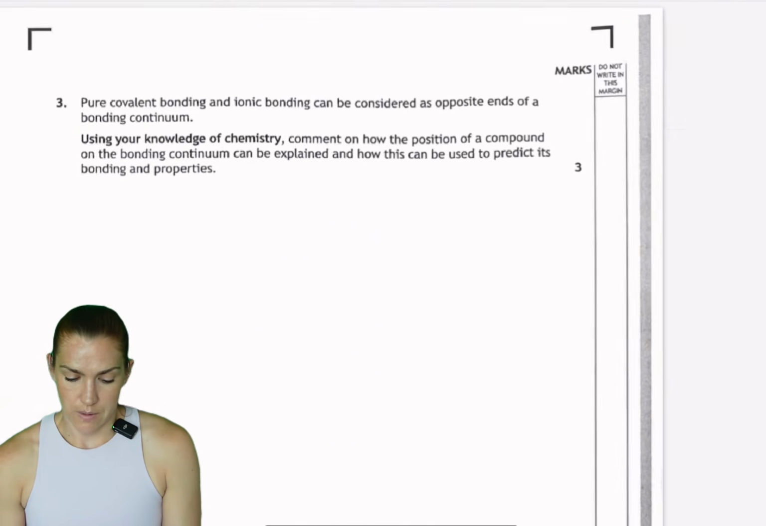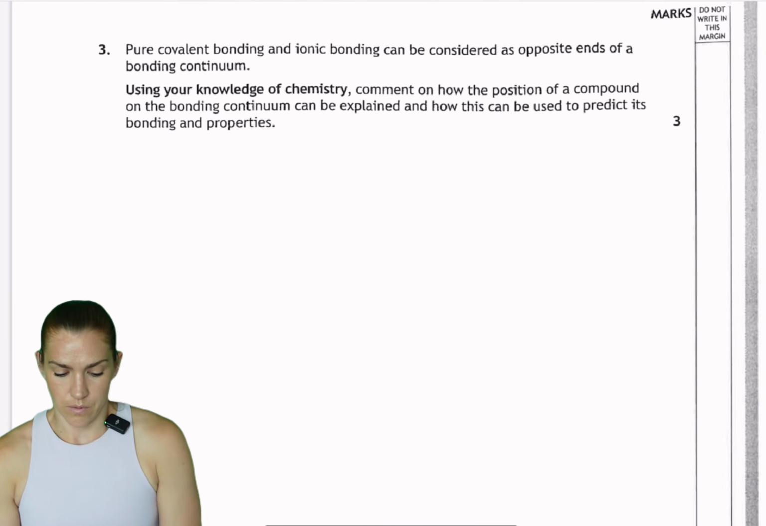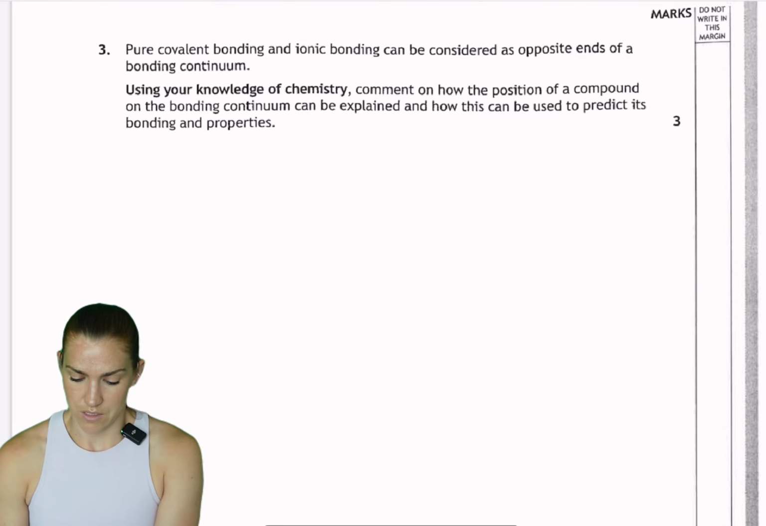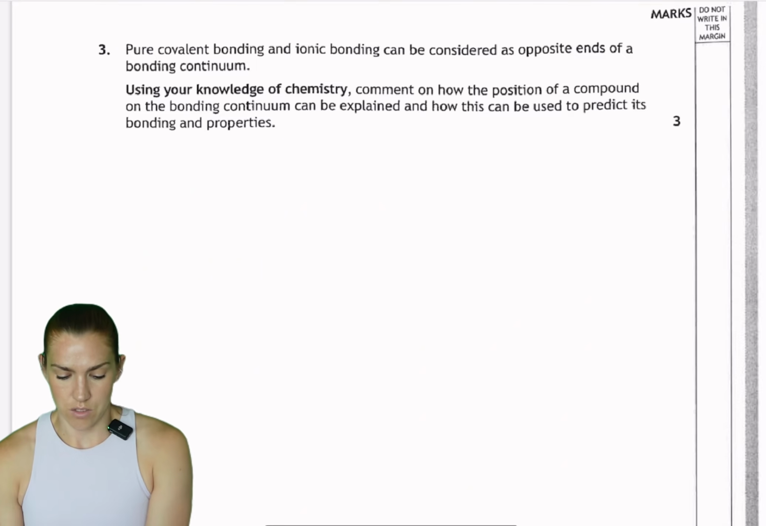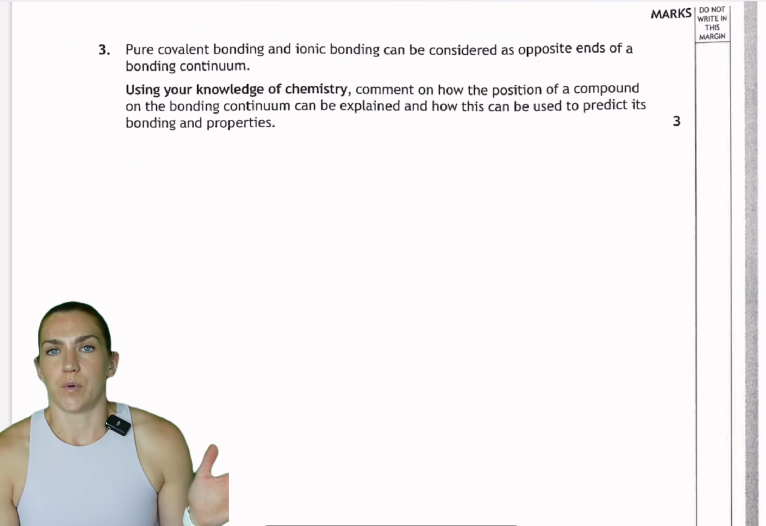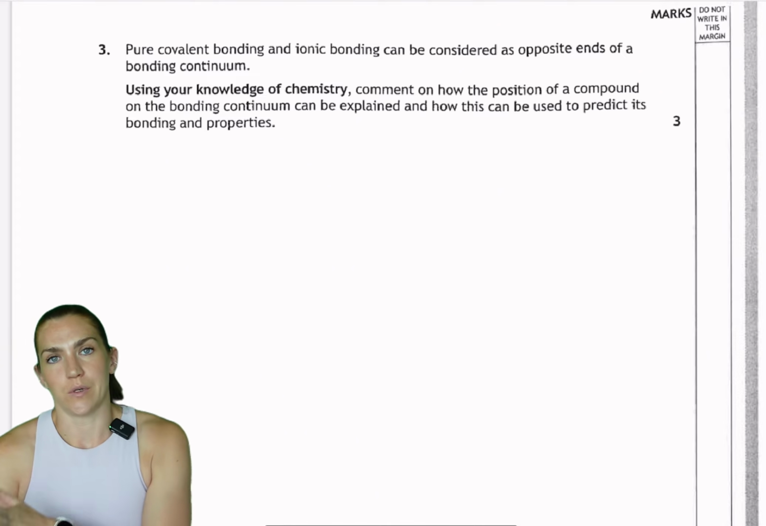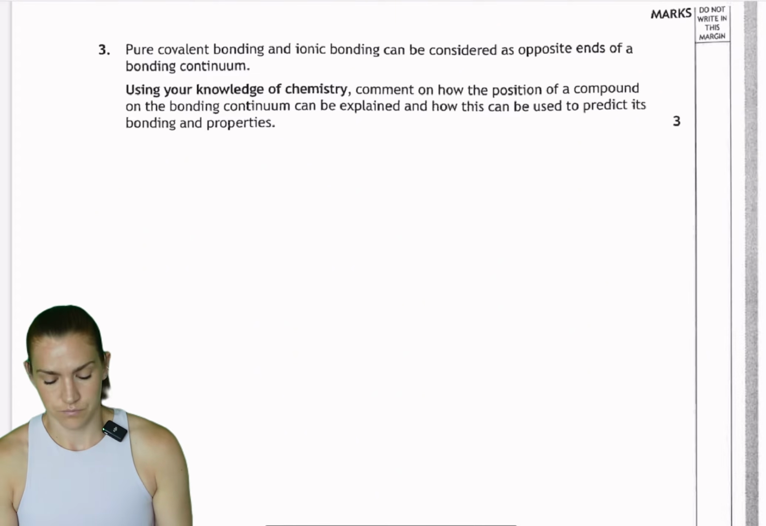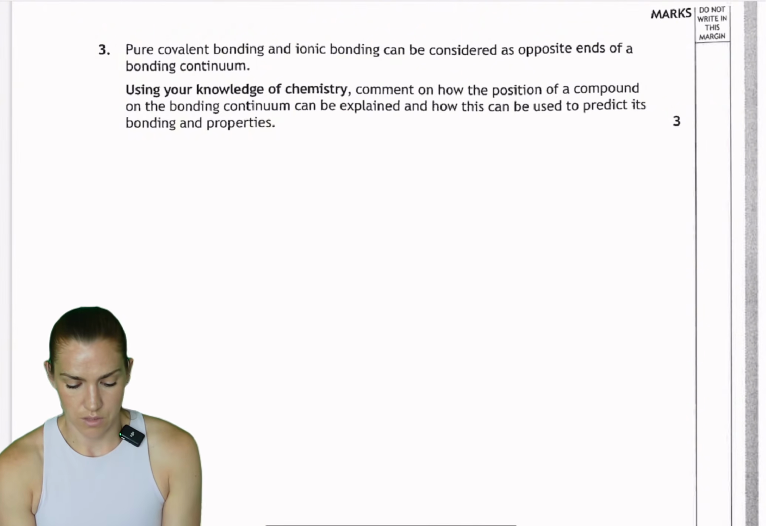So then, open-ended question, the first one is pure covalent bonding and ionic bonding can be considered as opposite ends of a bonding continuum. Comment on how the position of a compound on the bonding continuum can be explained and how this can be used to predict its bonding and properties. So the bonding continuum, which I'm sure you probably know, is from pure covalent all the way to ionic. So sketching out a bonding continuum is probably a good start.